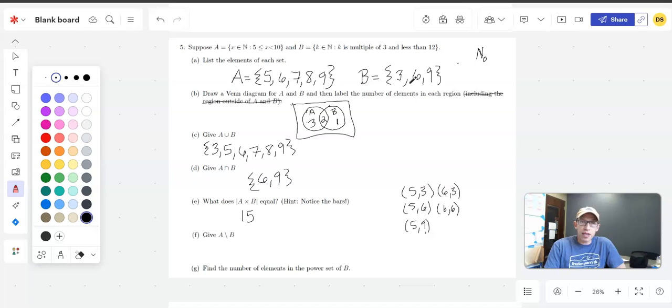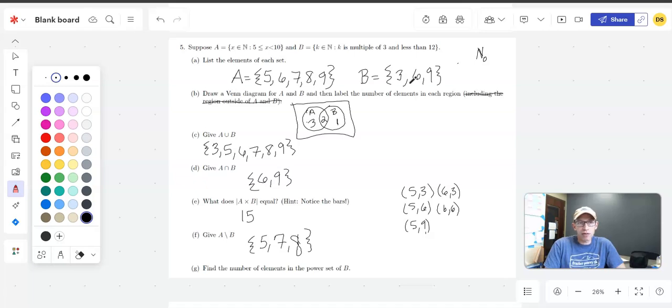A take away B, so everything in A except the things in B. So the 5 would be there, 6 would not be there because it gets taken away by B. The 7, 8 would be there, and the 9 would not be there because it gets taken away by B.